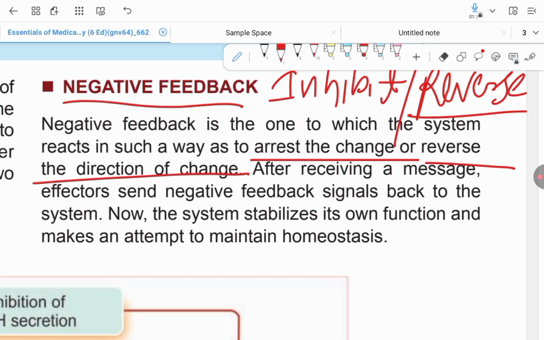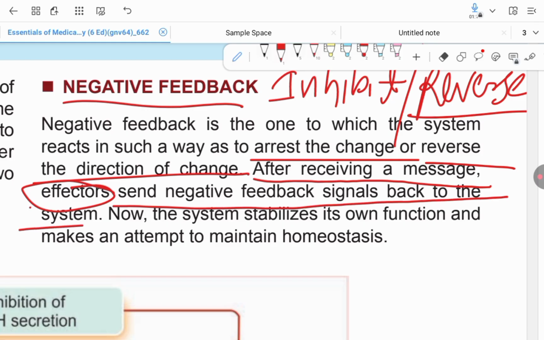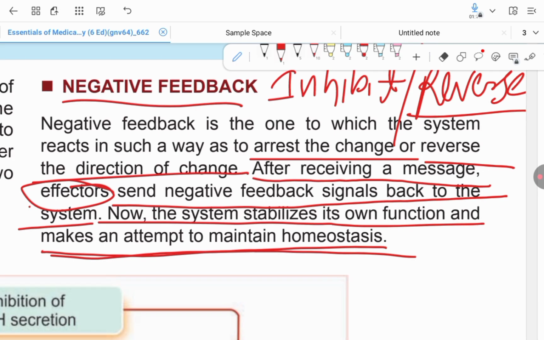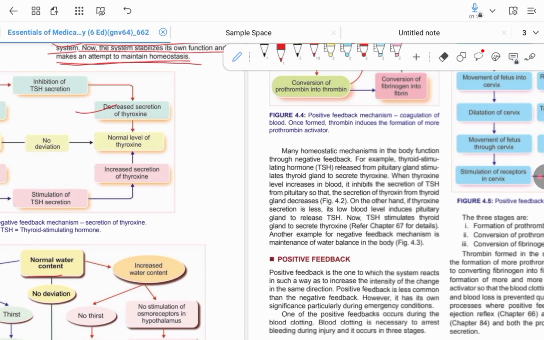Then, after receiving the message, the effector sends a negative feedback signal back to the system. Now the system stabilizes its own functions and attempts to maintain homeostasis. So in the negative feedback mechanism, the effector sends negative feedback, which either inhibits or reverses the change and maintains homeostasis. Let's see the example of negative feedback.